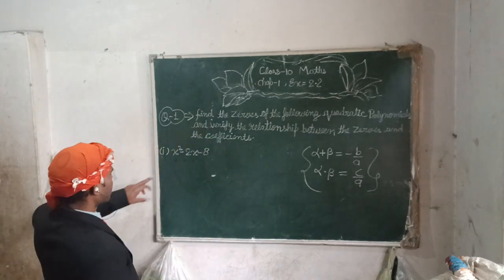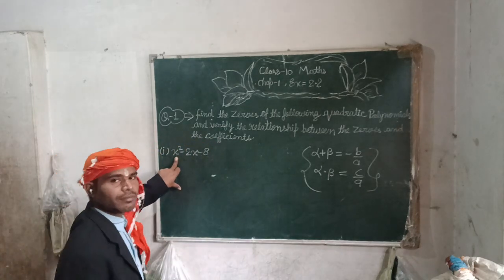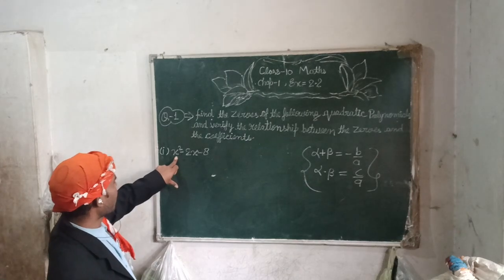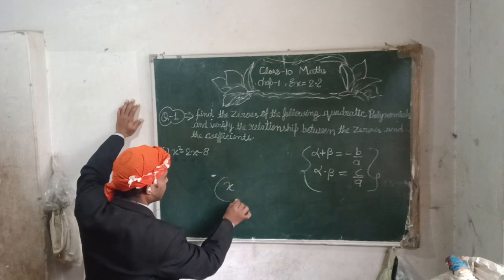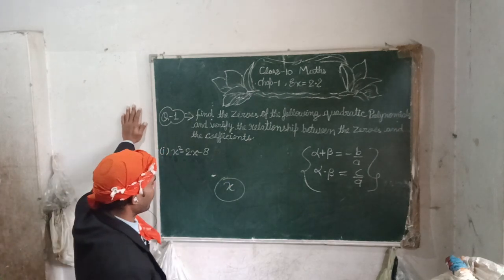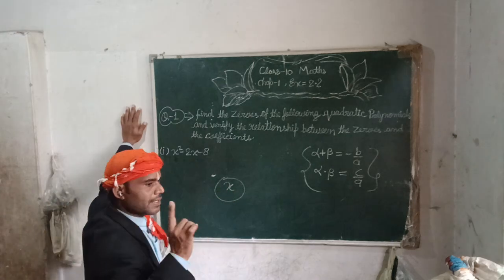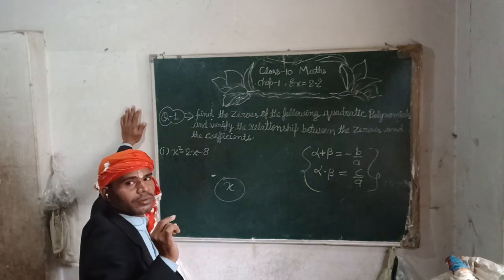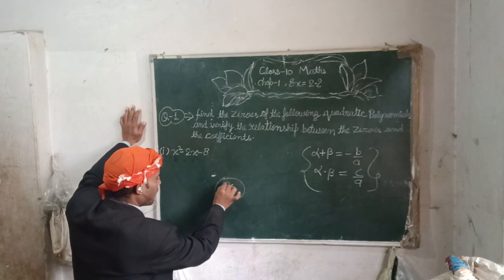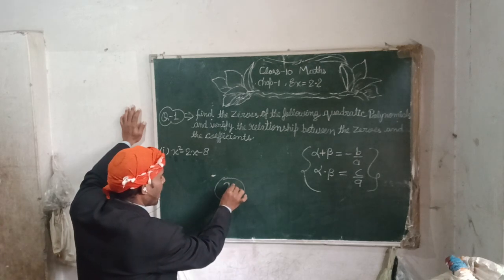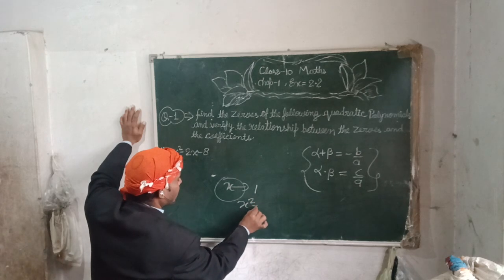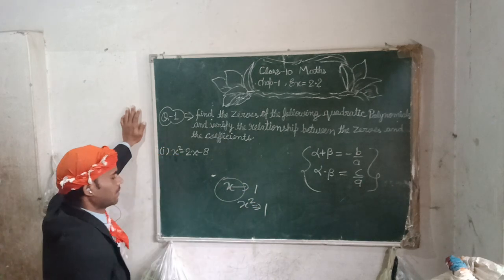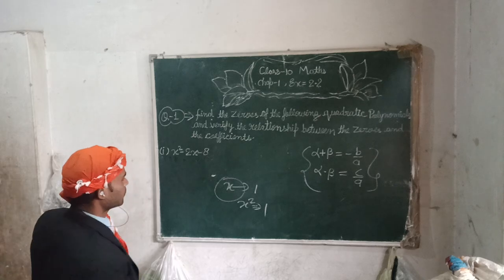And my dear students, x square is in multiplication with 1, but the 1 is not easily seen. When any alphabet is not given any digit, then 1 is hidden with that alphabet. So here 1 is hidden. Now the coefficient of x is your 1, and the coefficient of x square is also 1.